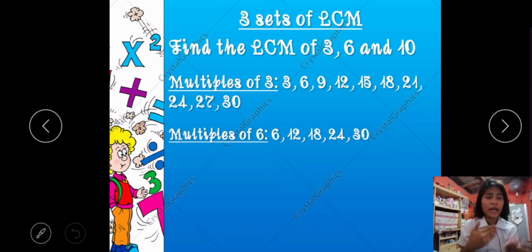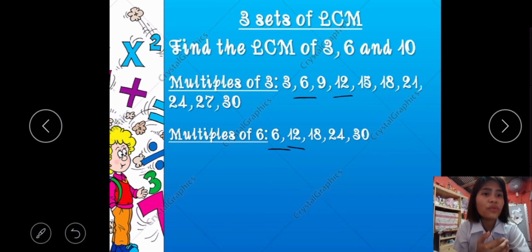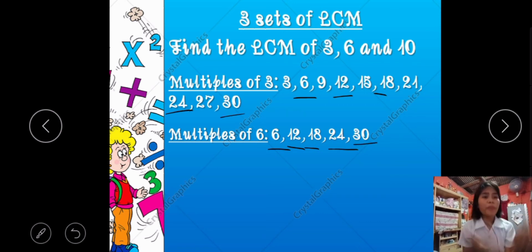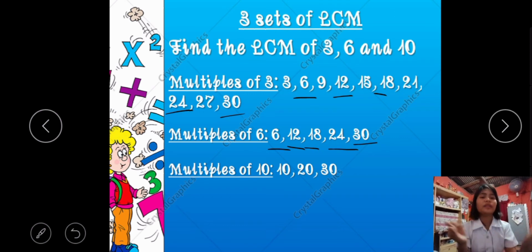As you can see, some numbers in the multiples of 6 are also in the multiples of 3, which are 6, 12, 18, 24, and 30. But we are not finished because we need to get the multiples of 10. So the multiples of 10 are 10, 20, and 30.